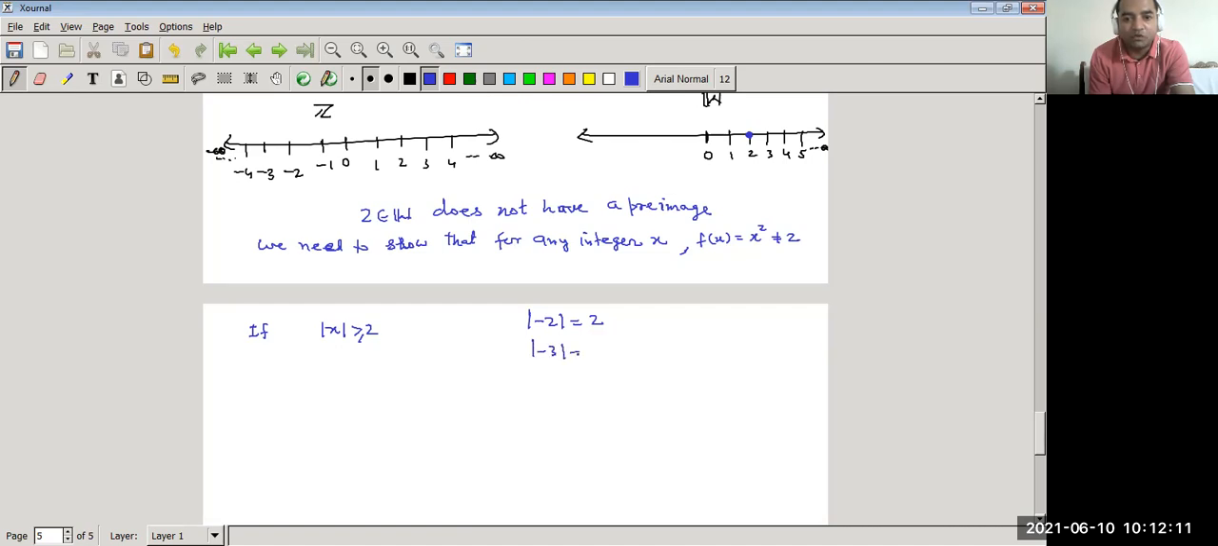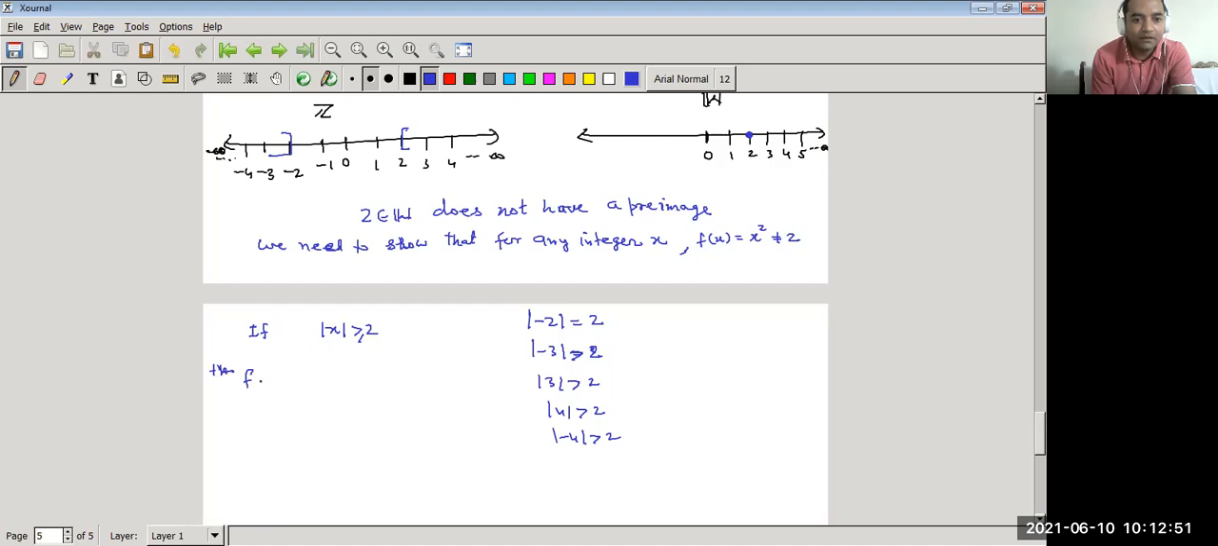मॉड -3 लेता हूँ तो वो भी 2 से ग्रेटर आता है, क्योंकि मॉड -3 इक्वल टू 3, that is greater than 2. मॉड ऑफ 3 भी ग्रेटर देन 2 आता है, मॉड ऑफ 4 भी, मॉड ऑफ -4 भी ग्रेटर देन 2 आता है. Yes, so in this way ये सारे नंबर देखो, these are all numbers: 2 और 2 से बड़े, -2 और -2 से छोटे, ये सारे नंबर वो नंबर हैं जिनका मॉड अगर लें तो ग्रेटर देन इक्वल टू 2 आता है.